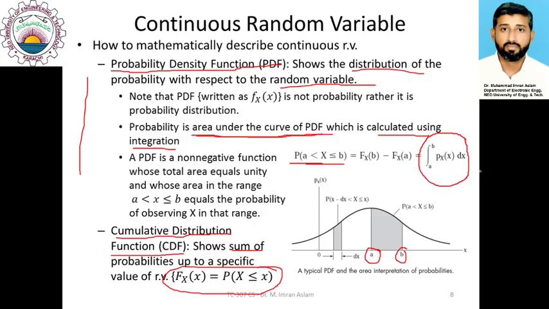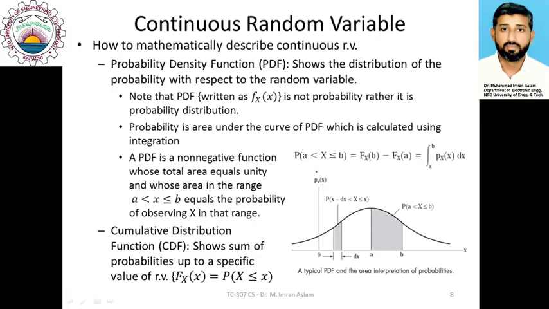In that case, this probability is calculated by integrating this PDF, which is represented by p(x) here. So we have to integrate it from point A to point B. The result of this integration, which represents this shaded area, gives you the probability that your variable x gets a value between A and B.